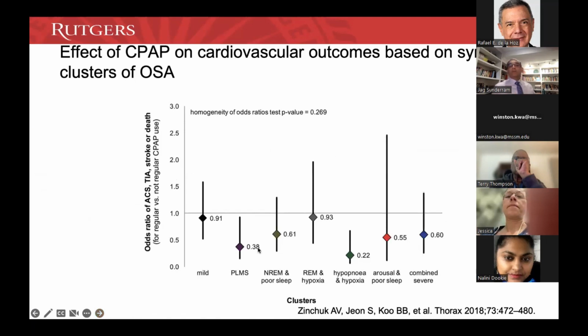And then looking at symptom clusters and the effect of CPAP, that same study that looked at symptom clusters and cardiovascular events, if you looked at the odds for things like acute coronary syndrome, TIA, stroke, or death, comparing those with regular or not regular CPAP use, there seemed to be a suggestion that those who had the symptom cluster of hypopnea and hypoxia had a significant improvement in these risk odds with the use of CPAP.